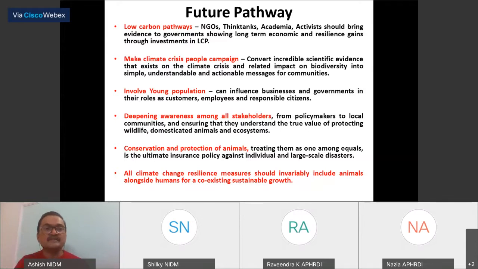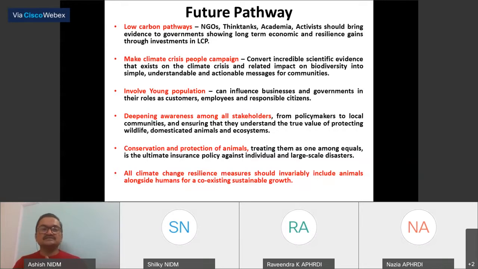That pressure that we are building on natural resources with respect to increasing population is going to be reduced through these pathways. Then climate change issues have to be made a people-oriented campaign. We have to convert incredible scientific evidence that is developed in the labs, in the research community, in the scientific domains on the climate crisis or related impact on biodiversity into simple, understandable language, or actionable messages for the local community so that they understand the message and implement it at ground level so that mass level outcome can be achieved.